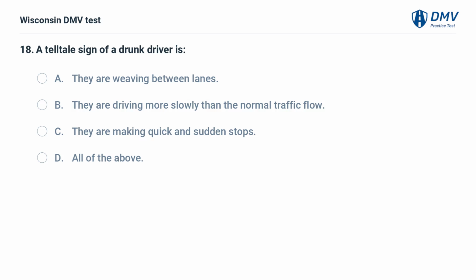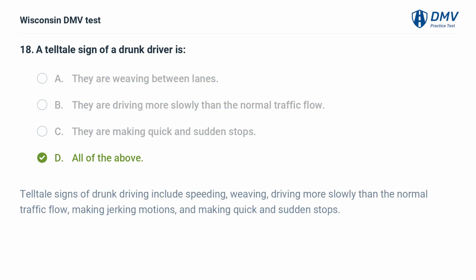A telltale sign of a drunk driver is: A. They are weaving between lanes. B. They are driving more slowly than the normal traffic flow. C. They are making quick and sudden stops. D. All of the above.